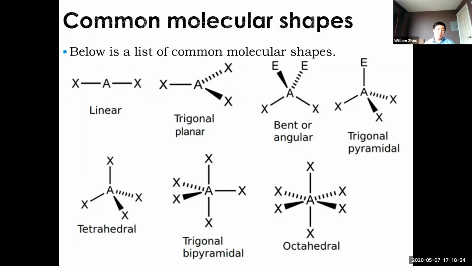And the next one, tetrahedral, is just all X's. It's exactly the same as trigonal pyramidal, except you don't have an E. The last two are a little bit more complicated. The second last one, trigonal bipyramidal, you have 5 things, AX5.